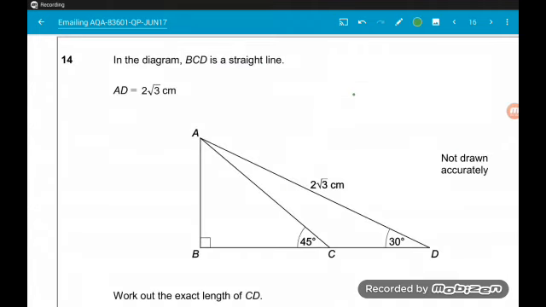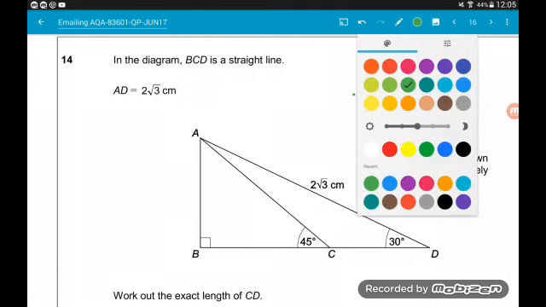Okay, question 14. Now this looks really fun. So we've got a right angled triangle. We're told BCD along the bottom is a straight line. The length AD is 2√3. We've got two angles in here, a 30° and a 45°, and we want to work out the length of CD, giving our answer in surd form.